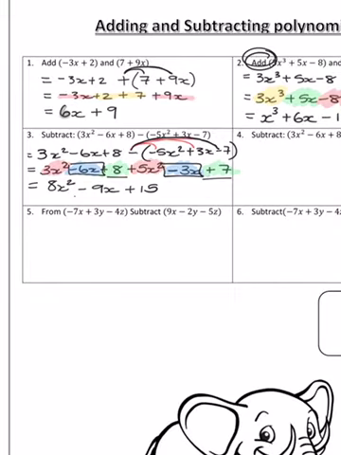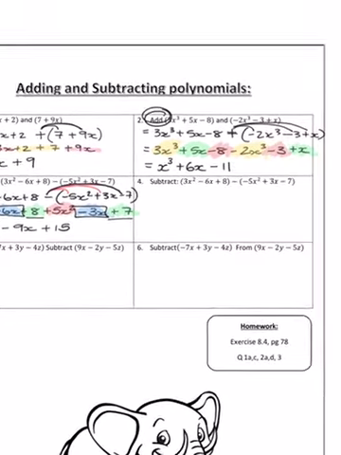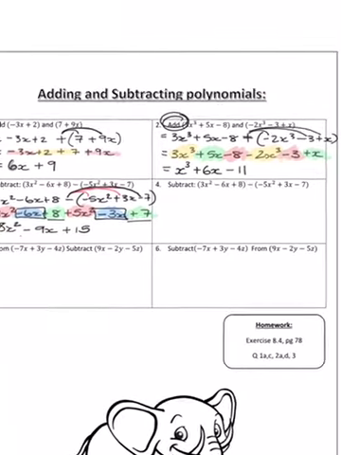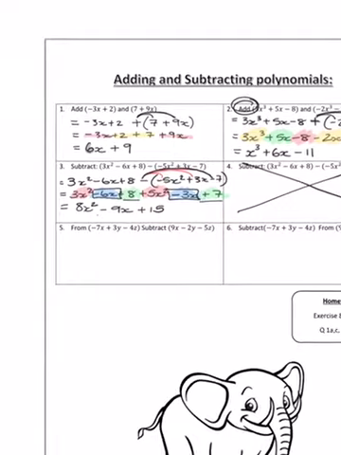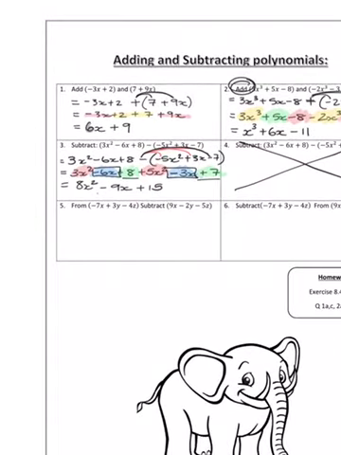All right, so for number 4 is exactly the same question as number 3. So we're going to leave that one out. But then if we have a look now at question 5, it says from negative 7x plus 3y minus 4z, subtract the following. So we are starting with this, and then I'm going to be subtracting the second piece.